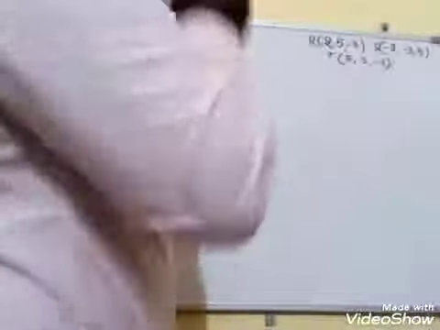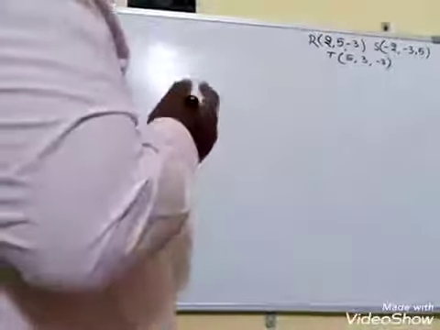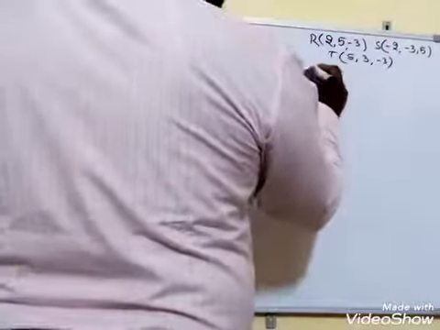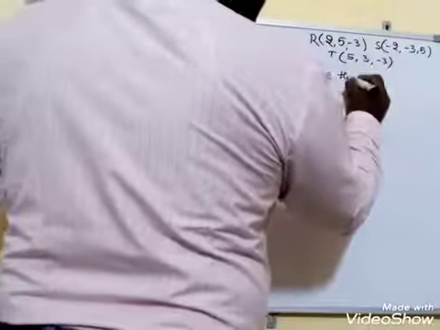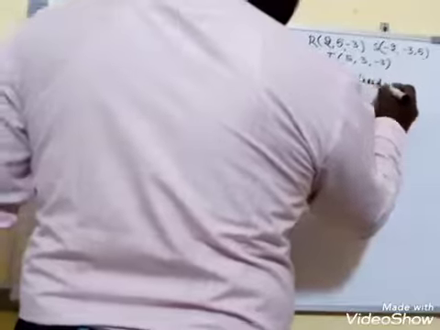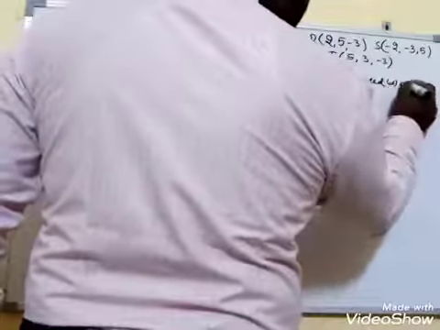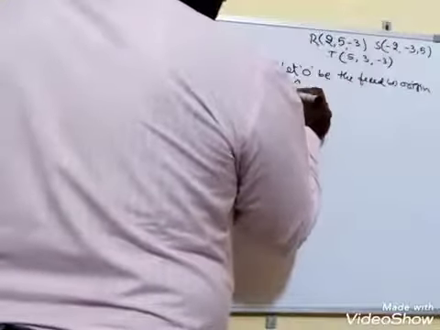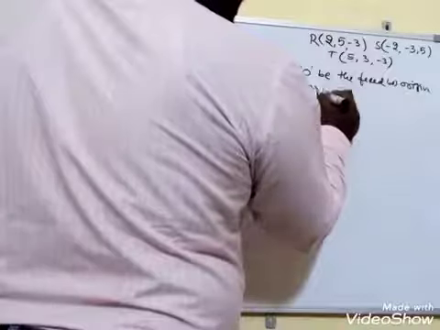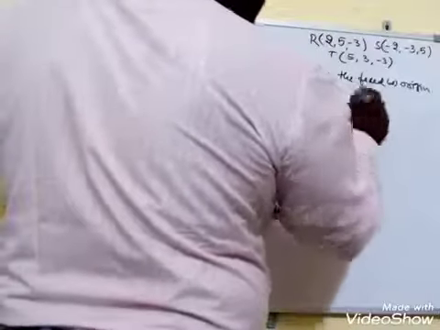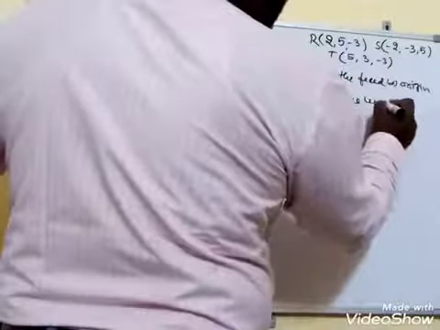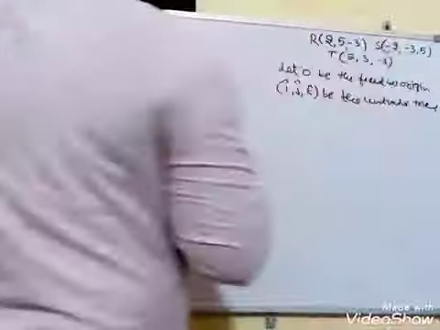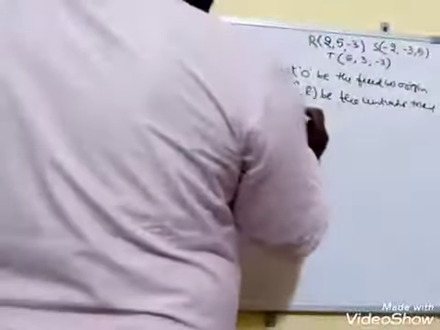Now what do we have to do? First, when these points are given, let O be the fixed point or origin, and i cap, j cap, k cap be the unit vectors. Now what have you observed there? Be the unit vectors. Therefore, what are you going to get?